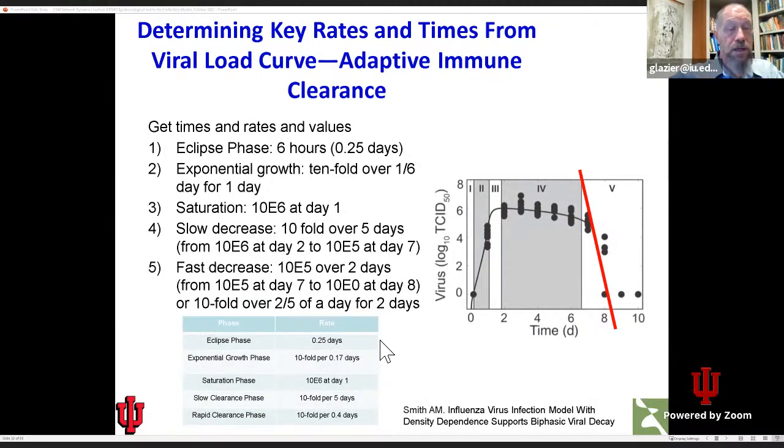I've really mixed things together because I've got a duration for the eclipse phase, and a rate for the others, and the value for the saturation phase. So I really should have made a table which had more columns in it, but then it wouldn't have fit on my picture.